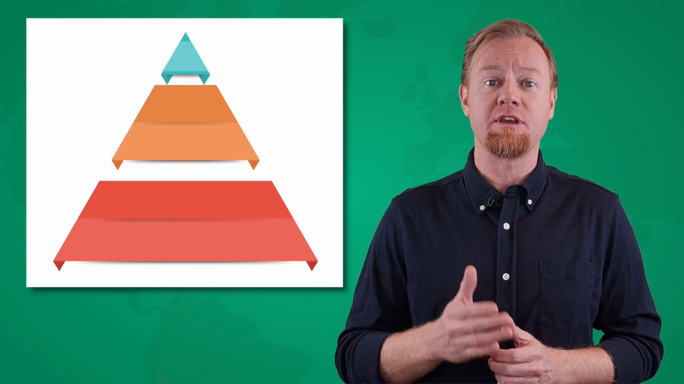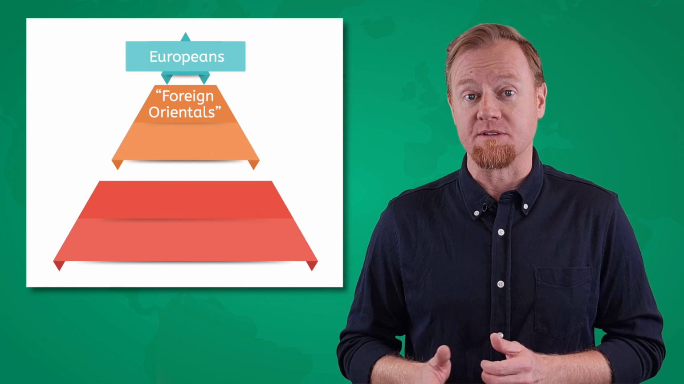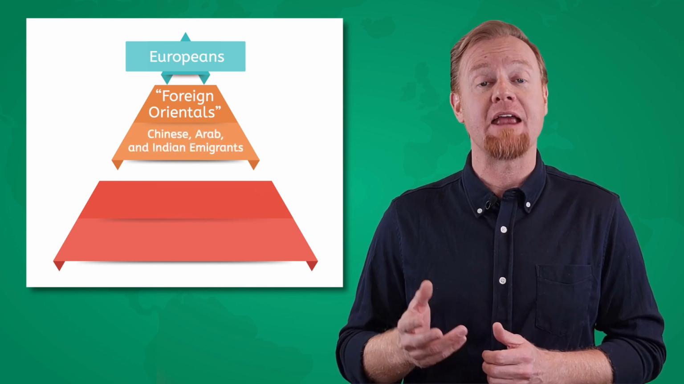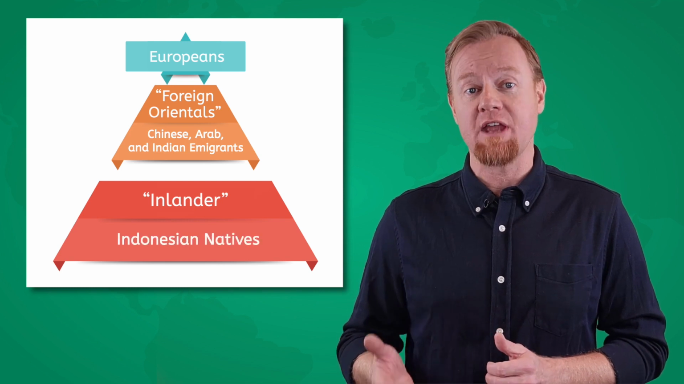Many Dutch colonizers became permanent residents in the East Indies, which resulted in a rigid social structure that segregated people by race and class. At the top of the social pyramid were the Europeans, primarily the Dutch. Next were foreign Orientals, which included Chinese, Arab, and Indian immigrants. At the bottom were the Inlander, or Indonesian natives.